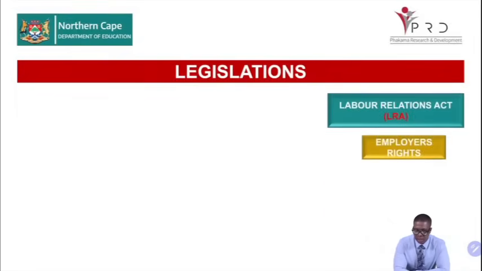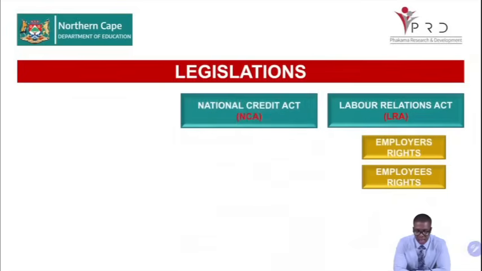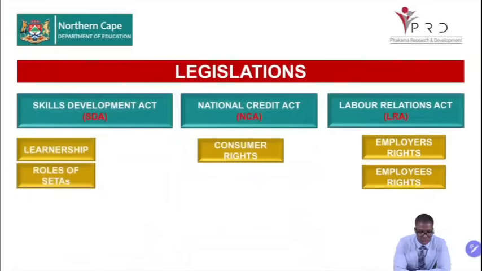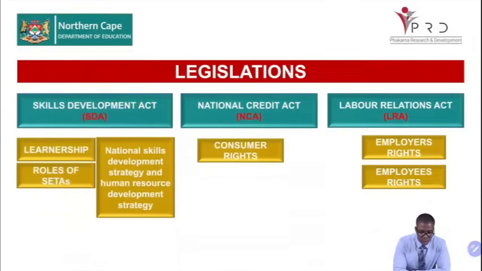Then, under labor relations, be in a position to know how to quote the employer's rights together with the employee's rights. Under the National Credit Act, be in a position to quote the consumer rights according to the National Credit Act. And under skills development, you should know how to define the meaning of learnership. You should know how to explain the roles of SETAs and be in a position to quote them from the scenario, and also be in a position to quote the National Skills Development Strategy and the Human Resource Development Strategy. Thereafter, you should know how to quote funding of SETAs.